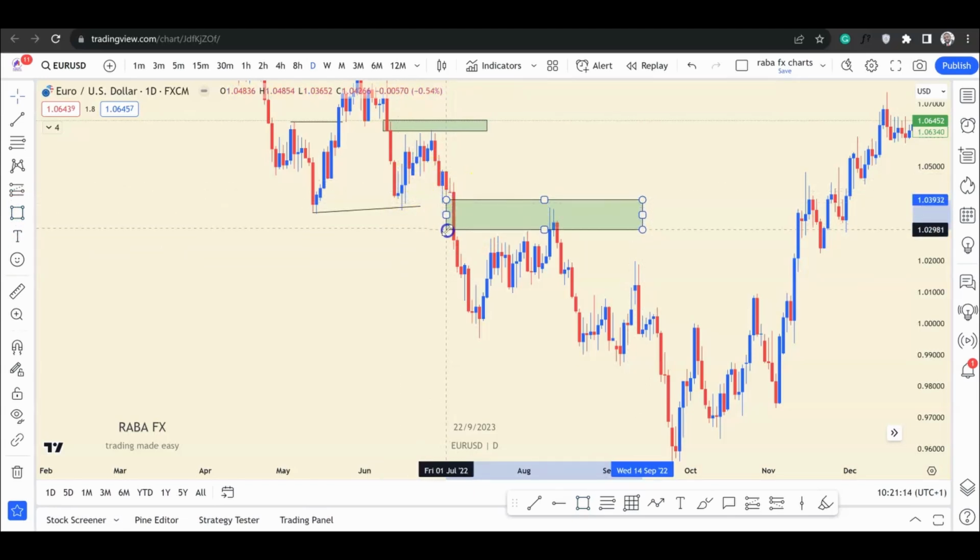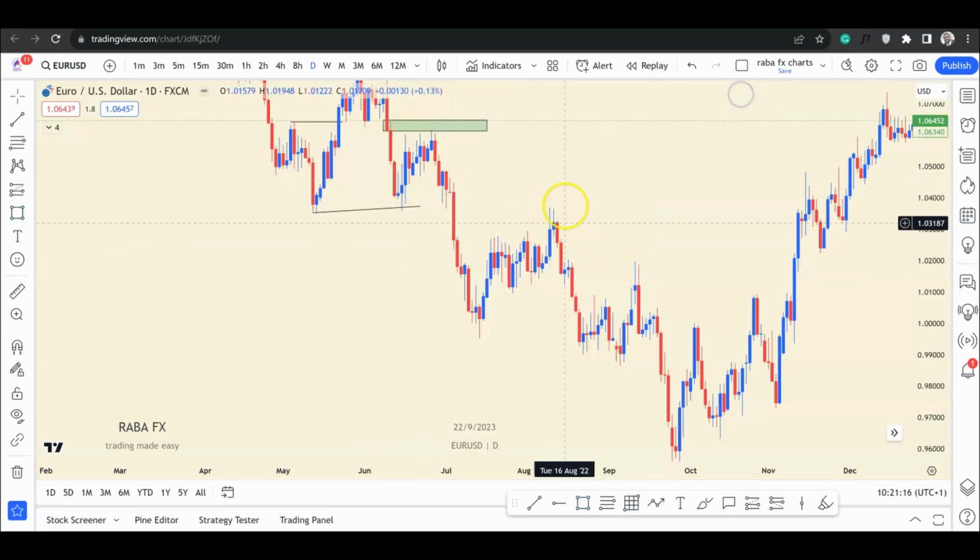Fair value gap. Price created a new high, and then that high took out this low with a break. Even though price came back in, this looked like a fake out if you try to sell, and then we have the eventual break of market structure here. Price trades back up.